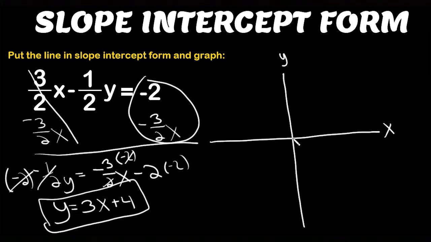That means I start at the origin and go up 4. So 1, 2, 3, and 4 make a point. And now our slope is 3, but it's really 3 over 1, right? So rise over run, meaning I'm going to go up 3. 1, 2, 3. And then to the right 1. Just like that. And again, if you want to go in reverse, you simply just go down 3 and then to the left 1. But I'm going to leave it like that.